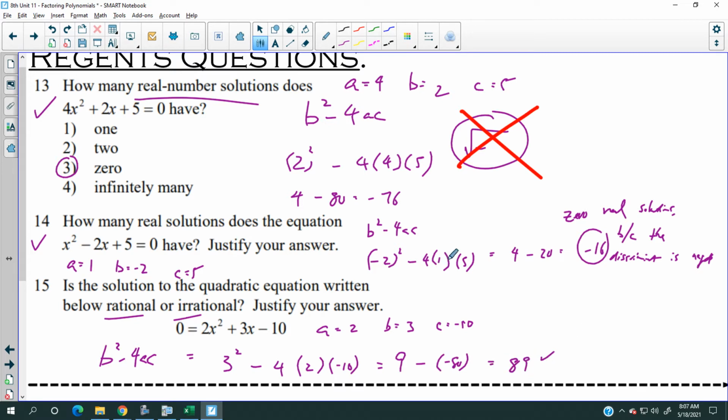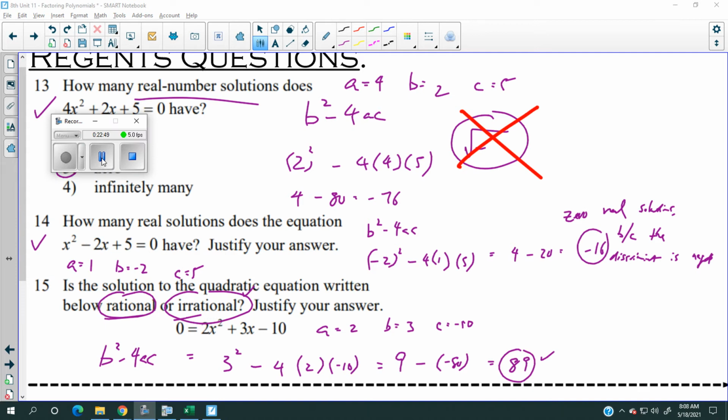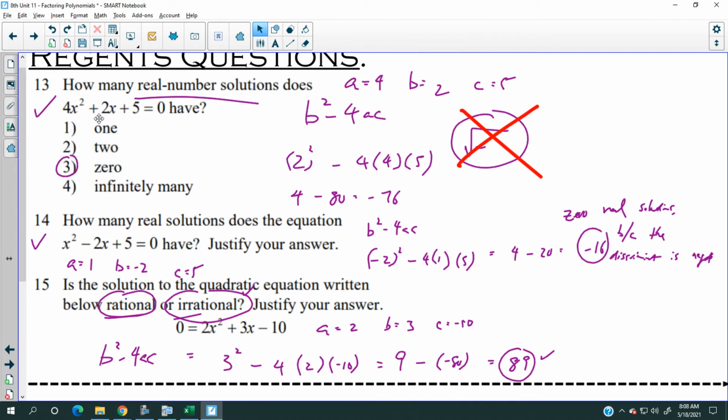But since it's not a perfect square, you're going to get an irrational answer. Rational in this case means, are you going to get a perfect square? Are you going to get an actual non-square root number? Think of it like that. So it's gonna be an irrational answer because the discriminant is 89 and it's not a perfect square. Let me double check with the answer key. Everything I said is absolutely true.